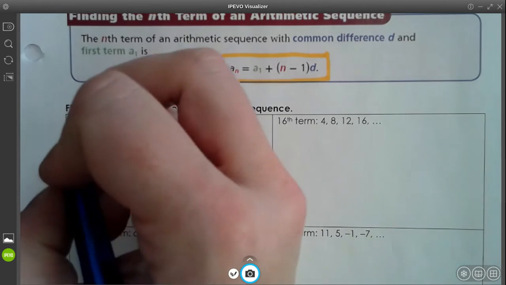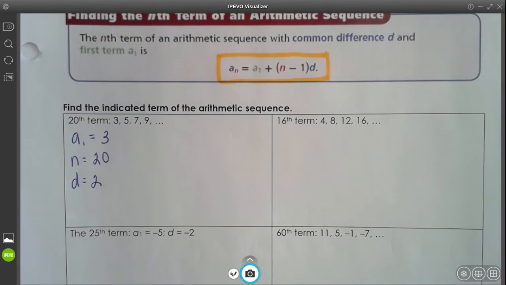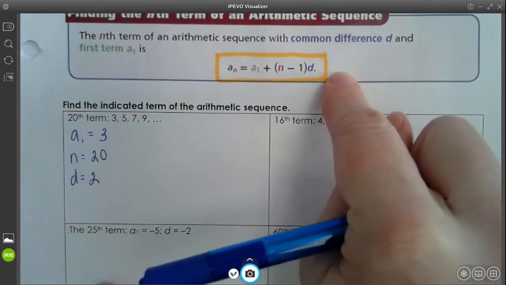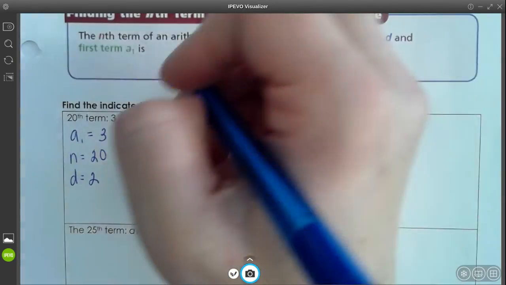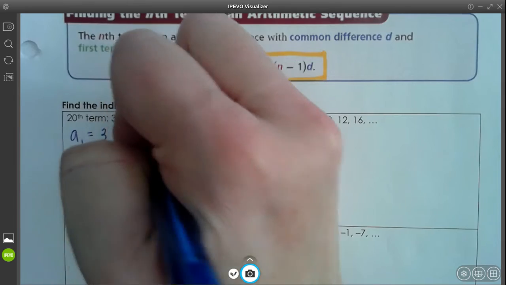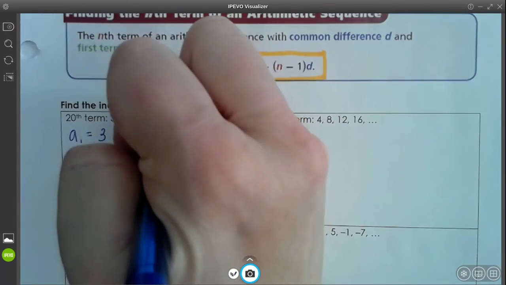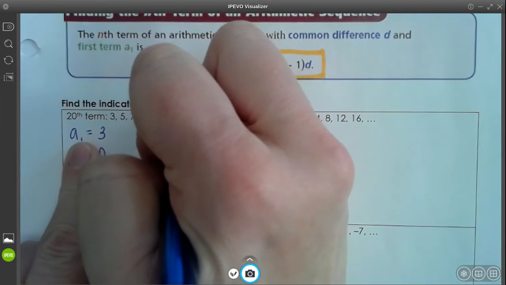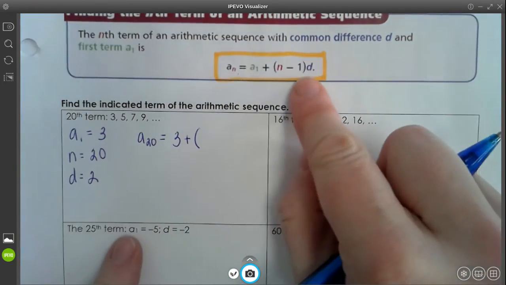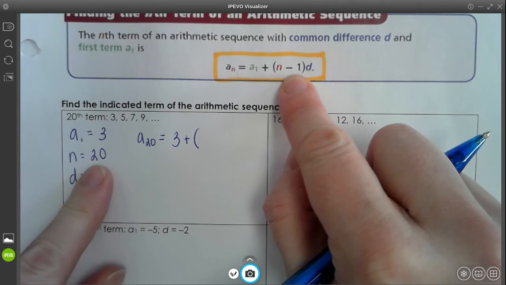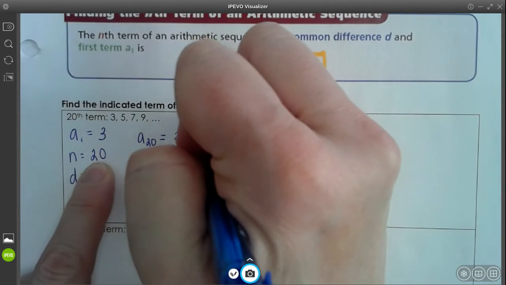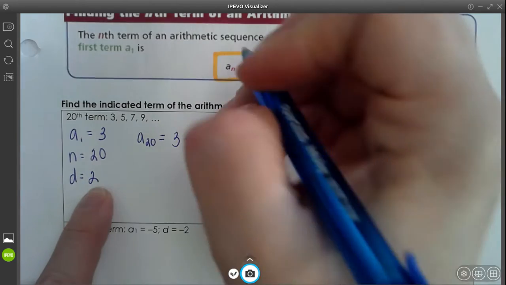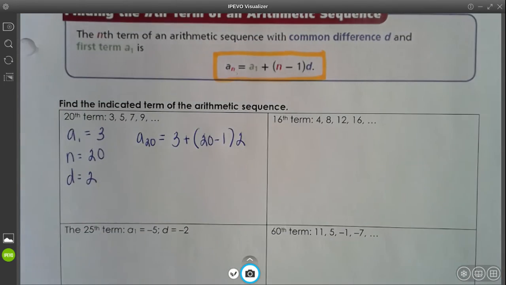Okay, so what we're going to do is we're going to substitute here. So a sub n, we're going to do a sub 20, which means the 20th term. Now we're going to replace a sub 1 with 3, and then plus, and then we have our parentheses. Now it's n minus 1, so our n is 20. So we're going to write 20 minus 1, and then it's going to be times the common difference, which is 2.